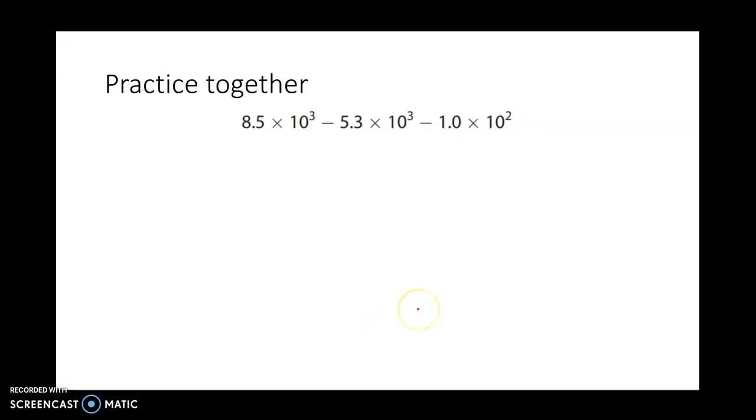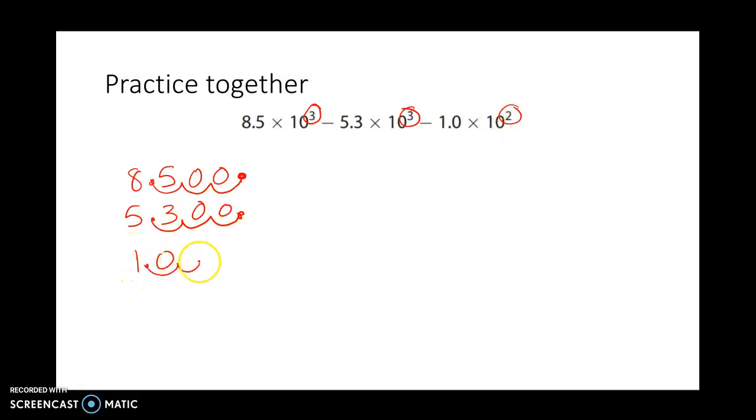Now we got a subtraction one together. We're going to do the same thing as adding, except instead of adding, we're going to subtract. I definitely recommend using calculators. So we got 8.5, and I move it how many times? 3. 1, 2, 3. New decimal. Add zeros. Now I got 5.3. Move it how many times? 3. 1, 2, 3. 2 zeros. Last but not least, I have 1.0. Move it twice. 1, 2. That's 100. Okay, now with subtraction, I can't subtract these all at the same time. You can do that in your calculator.